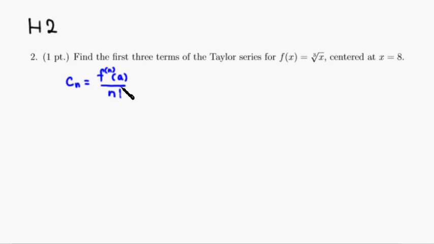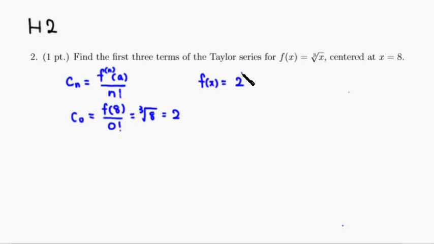Right? So let's find C0, the very first one. C0 is simply f of a, in this case a is 8, divided by 0 factorial, which is equal to 1, so I'm not going to worry about that. This is just the cube root of 8, which is equal to 2. So in the Taylor series for f of x, the first term would be 2.